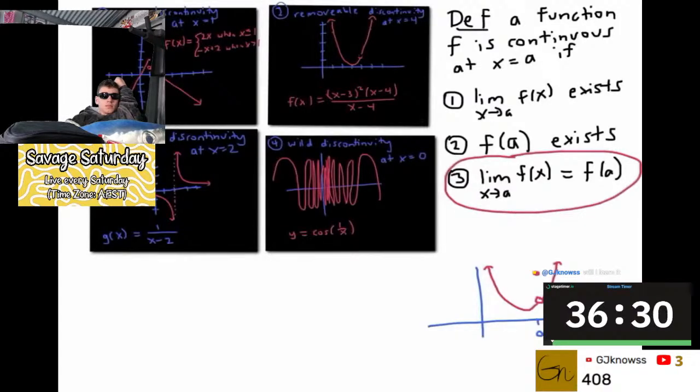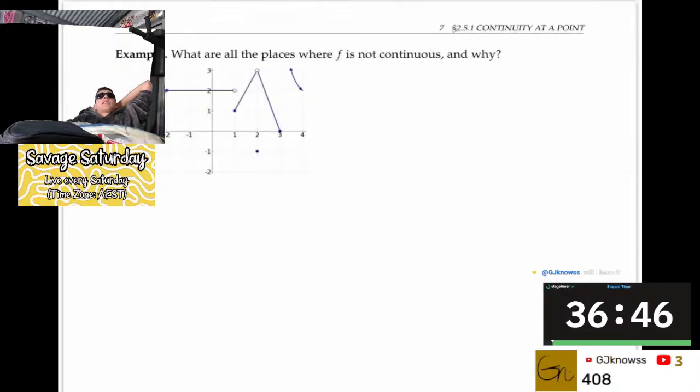Notice that these 3 conditions not only exclude jump discontinuities and removable discontinuities, they also exclude infinite discontinuities and wild discontinuities. For example, in our third example, the function can't be continuous at x equals 2 because it fails to have a limit at x equals 2 and it fails to have a value at x equals 2. In our wild discontinuity example, the limit also fails to exist at x equals 0, so the function can't be continuous there. So what are all the places where this function f is not continuous and why? Please take a moment to think about it for yourself.